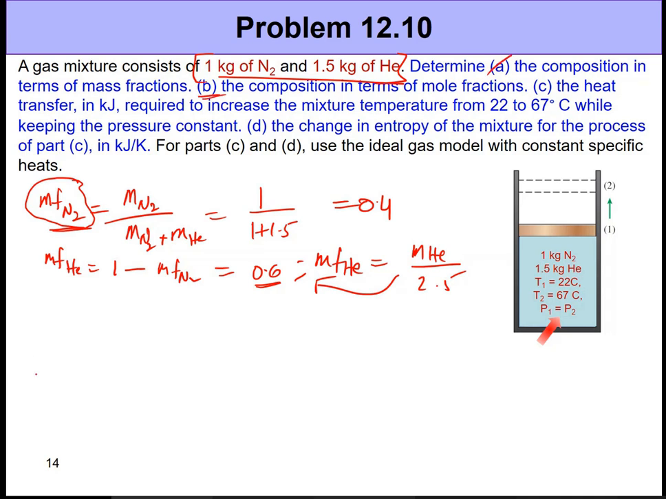Now for part B, we need to determine the mole fractions. How do we determine the mole fraction for nitrogen? We just need to determine one, and we can find the other one from it. So let's focus on how we determine the mole fraction for nitrogen.